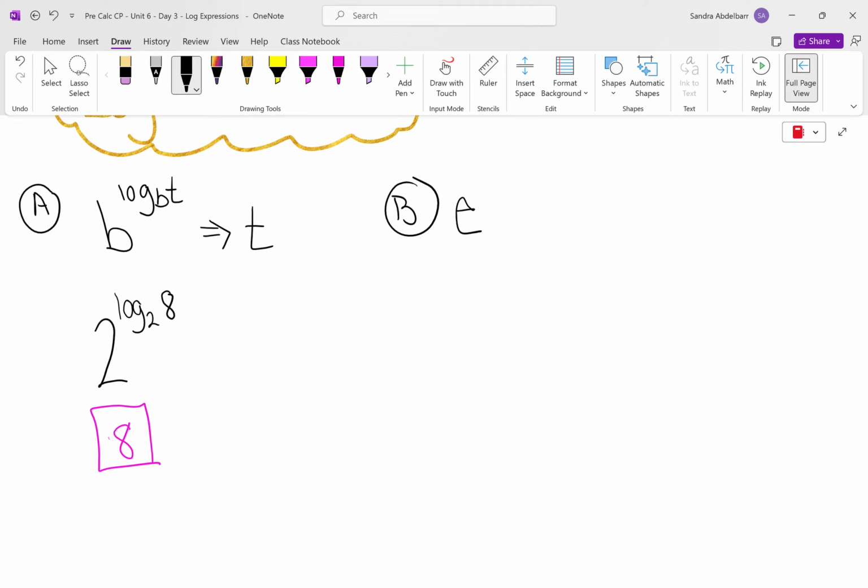All right, next one. Is this the same idea? E to the ln of t is equal to t. Same idea.